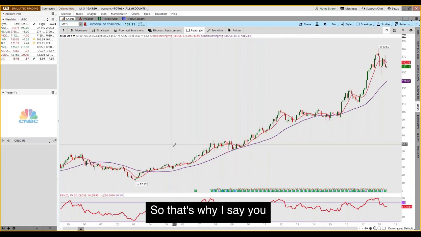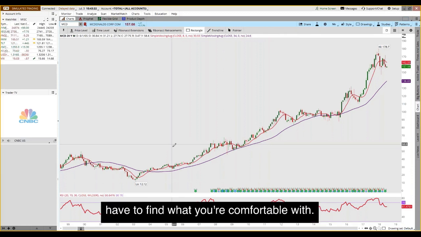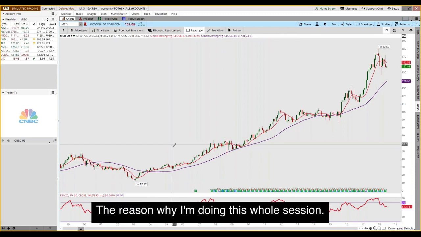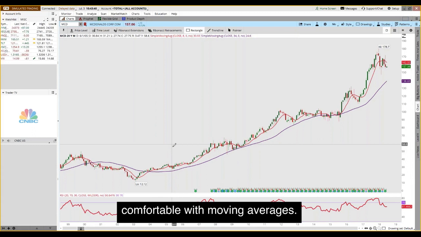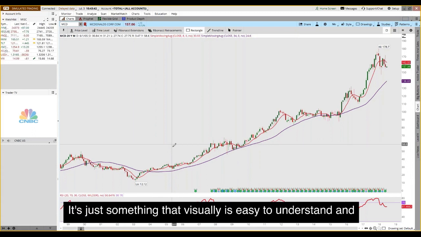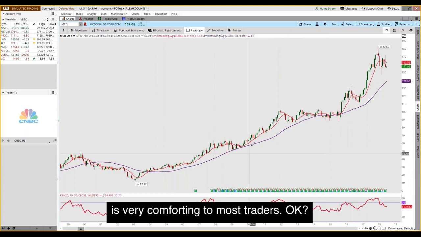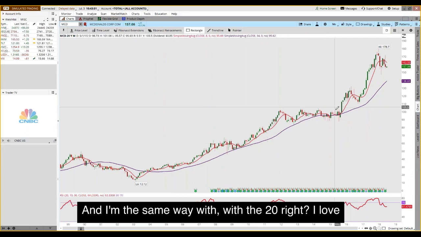So that's why I say you have to find what you're comfortable with. The reason why I'm doing this whole session is because for the most part, most traders are very comfortable with moving averages. It's just something that visually is easy to understand and is very comforting to most traders, okay? And I'm the same way with the 20.